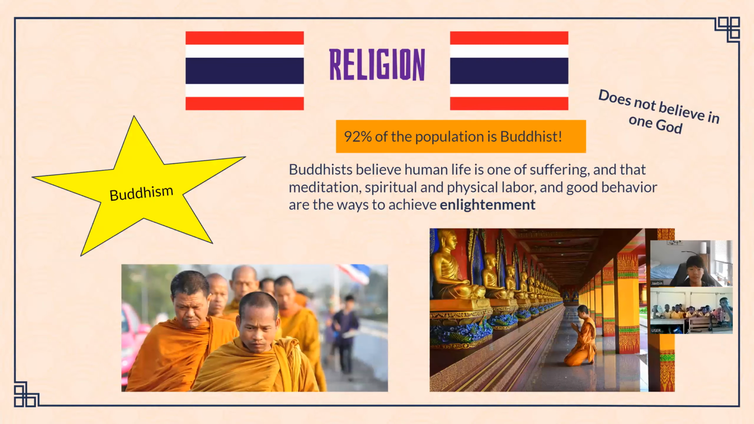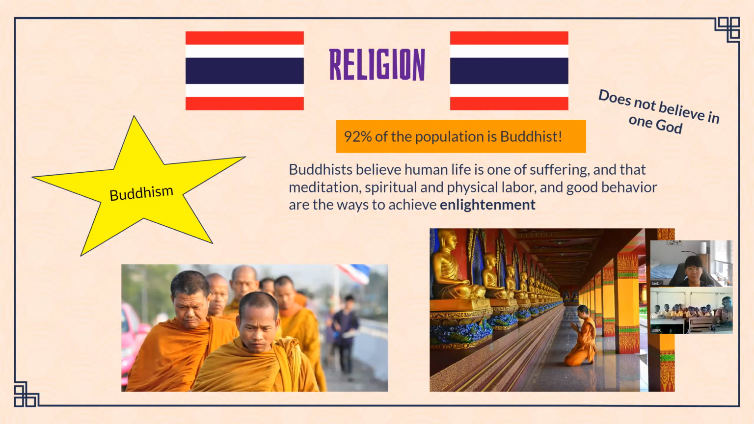And moving on to the religion. Before, I said for India, Hinduism is really famous, but in Thailand, Buddhism is really, really famous. 92% of the population is Buddhist. So almost everyone in Thailand is Buddhist.